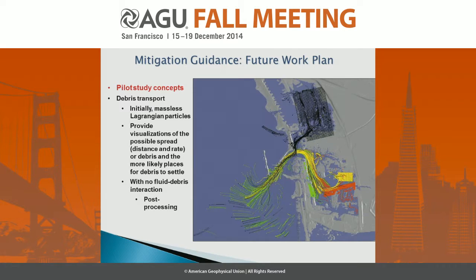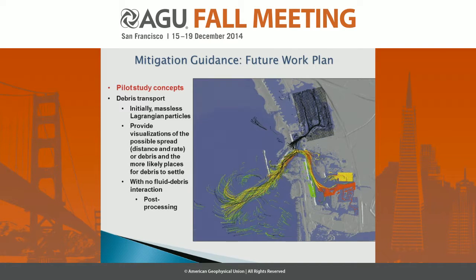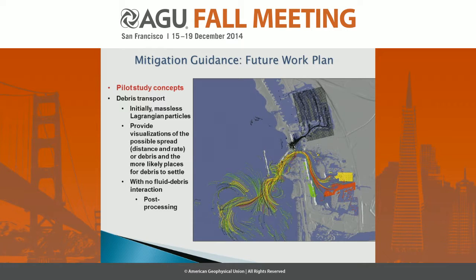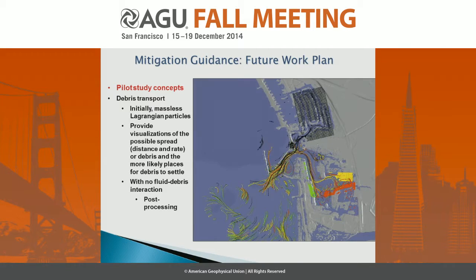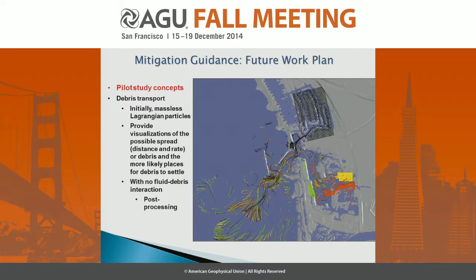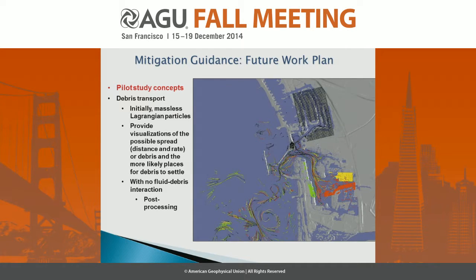So right now what you're seeing here are just massless Lagrangian particles, so they're just fluid tracers. Eventually we can do better than that. We can include some properties of the debris and some feedback into the water itself. Right, and so these provide visualizations of the possible spread of debris or the likely places where debris might settle. So again, a piece of information that you can be aware of as you move forward with the mitigation plans. And if they're just Lagrangian particles, this is just post-processing. So this is a useful tool for visualization, but it can be done with any simulation if the currents are right. It's just a post-processing step. If you know the velocities, you can do it.